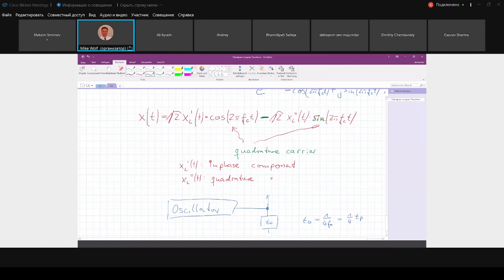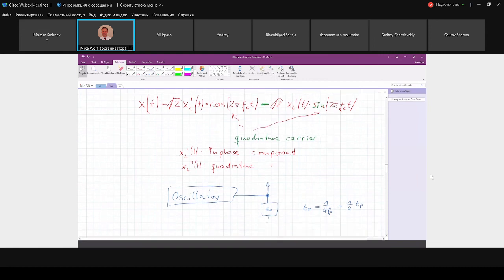So now you have two oscillations for this frequency F naught, or FC, we always used FC. FC is the carrier frequency. If I introduce a delay of T naught, I get a so-called quadrature pair. Then I use multiplications.